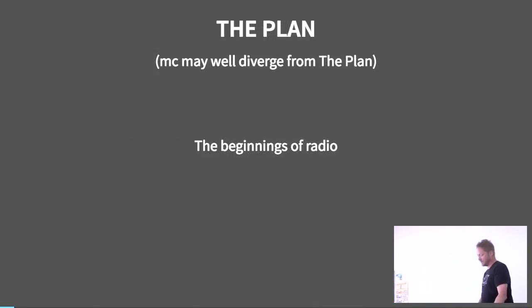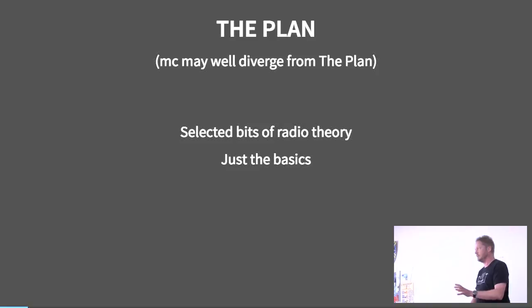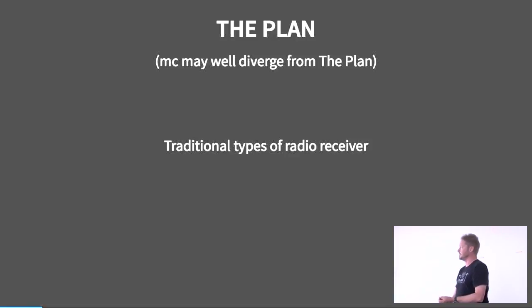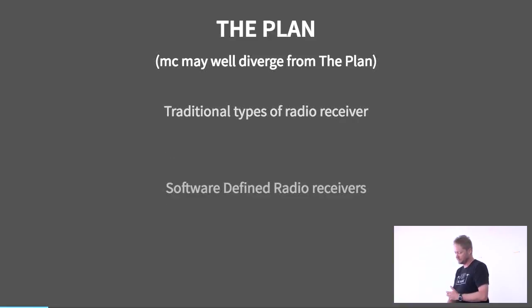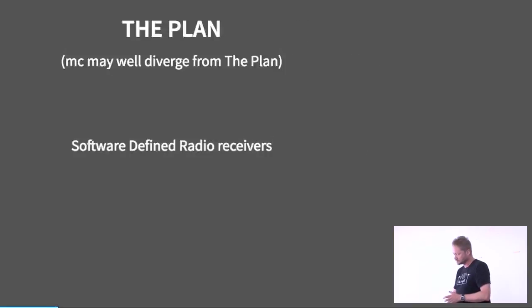This is going to be the plan of what I'm going to do. I'm going to try and get through the beginnings of radio, a few selected bits of radio theory, nothing particularly deep, just stick to the basics, pretty much. And then I'm going to go back in time to some traditional types of radio receiver and just have a bit of an explanation around kinds of radio receivers that have been in the past. And then we'll get to software-defined radio and have a bit of a chat about that.